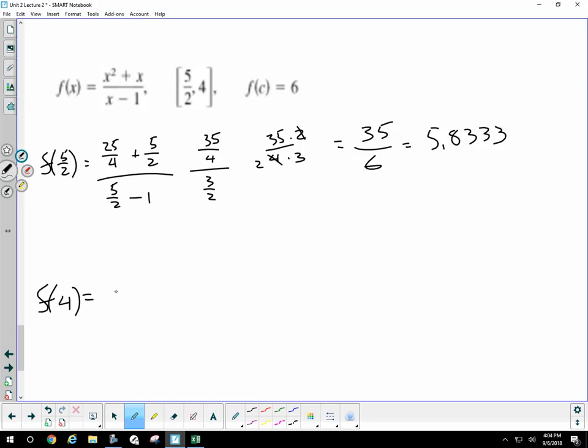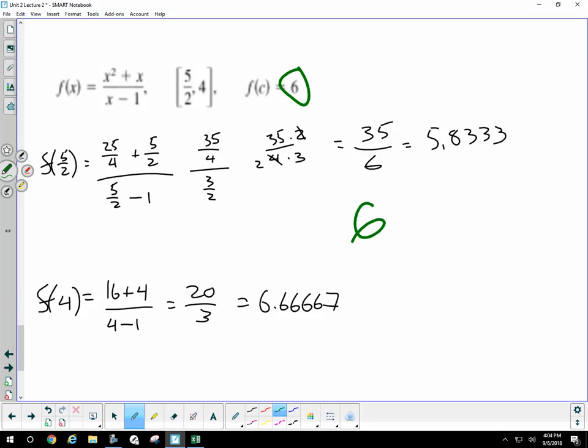What's f of 4? That's 16 plus 4 over 4 minus 1. That's 20 over 3, which is 6 and 2/3. I got 2 points: 2.5, 5.8, and 4, 6.6, which means we're surrounding 6, this number here.